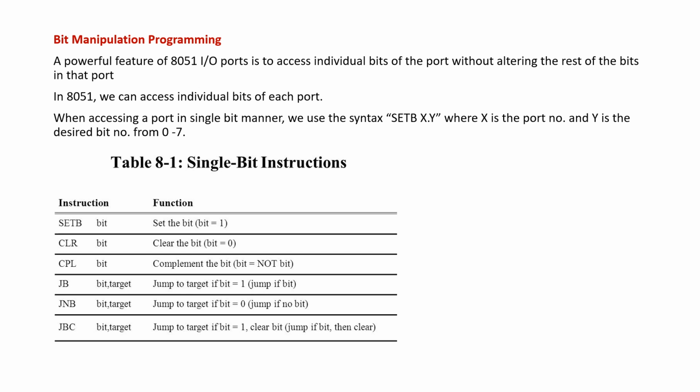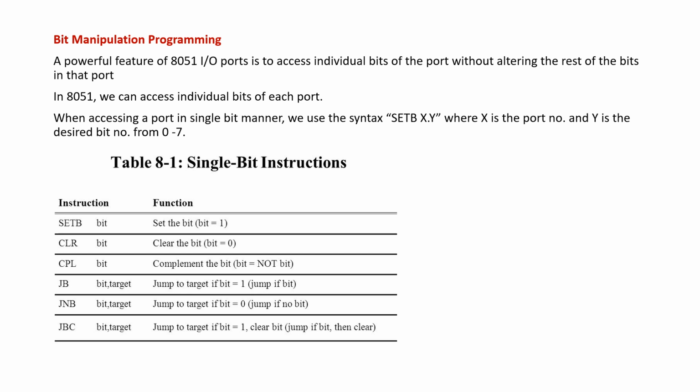In the previous programs we have seen how to access all the pins of the port together. Now we will see another important feature of 8051, that is bit manipulation programming. In bit manipulation programming we are accessing individual pins of a port separately. We can access all the pins of the port separately without changing the value of the other pins of the same port. It is a very important feature of 8051, and it is a feature which makes it more preferred over other available microcontrollers. So in 8051 we can access individual pins of each port.